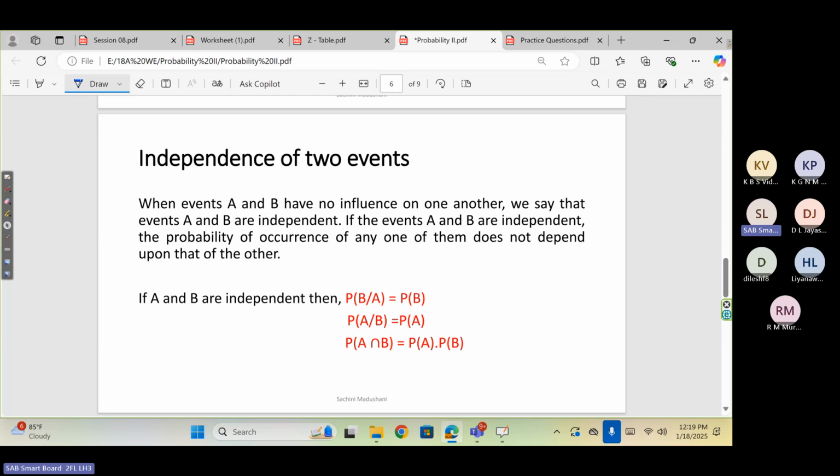It means what? Events A and B have no influence on one another. It means A does not depend on B, and B does not depend on A. Understood? Independent means no influence on one another.